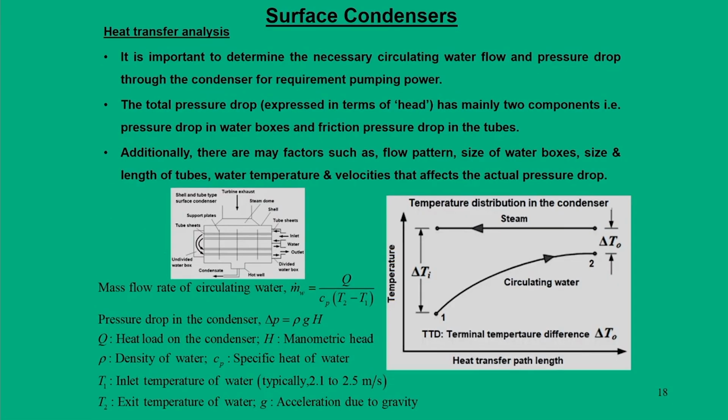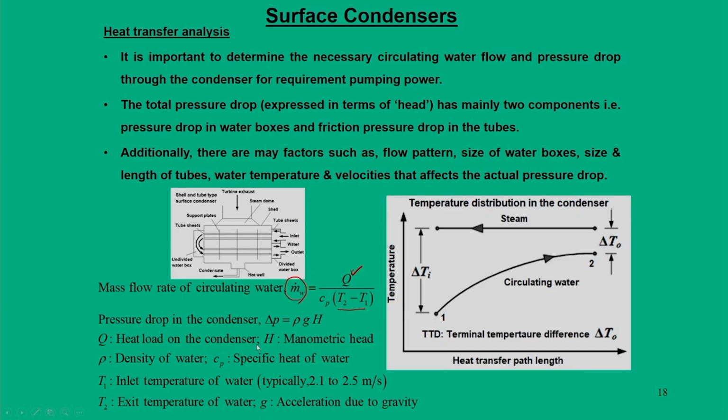Moving further, the next part that we require is how much heat is being carried out by the water, and that is related to the condenser load, Q. We also require another important parameter, the mass flow rate of the circulating water, which depends on the temperature differential that we are supposed to achieve, that is T2 minus T1, and from this we also have the condenser load Q.